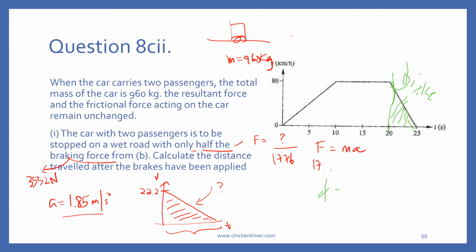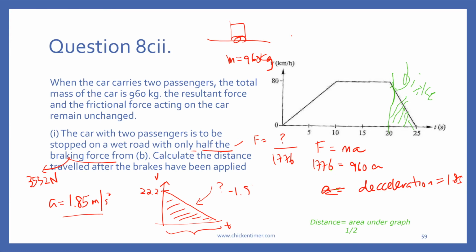So here again, 1776 equals 960 times a. So the acceleration, or deceleration, is how much? 1.85. So that means the gradient here is negative 1.85. Can you find t? So t is 22.1.